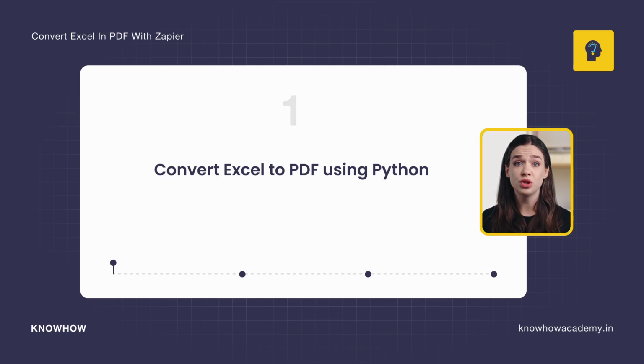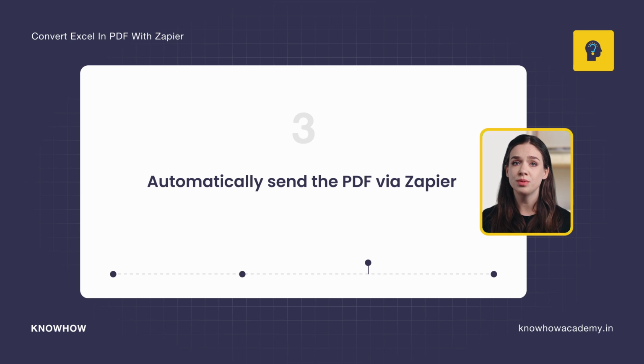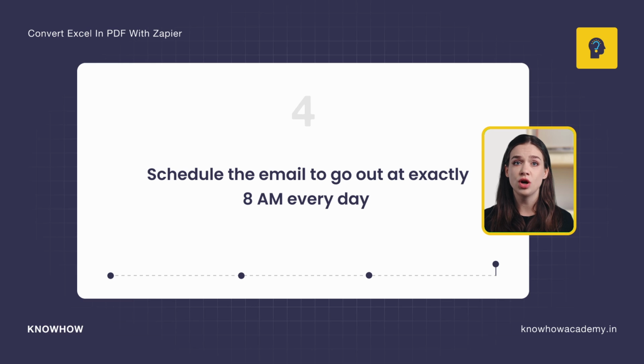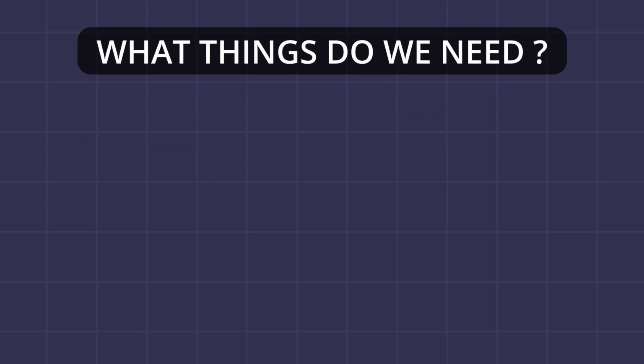Today I'll show you how to build a fully automated workflow using Python, a shared folder, and Zapier. Let's dive in. So first up, we'll see what we are going to do. First, we are going to convert Excel to PDF using Python. Then detect when new reports are dropped into a folder. After that, automatically send the PDF via Zapier and schedule those emails to go out at exactly 8 a.m. every day.